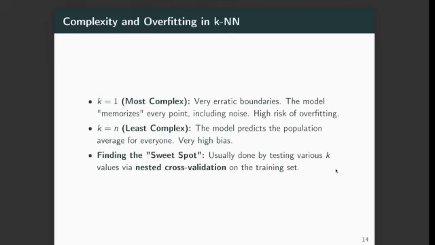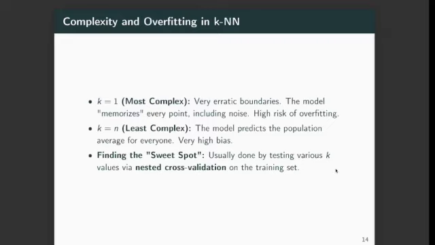And now we touch on the issue of complexity and overfitting. For example, if K equals 1, then the model can be very complex because it memorizes every point. And this can include the noise, which will lead the model to be overfitted. So K equals 1 means that in one group, there's one member. So let's say there are 100 individuals. Each of these individuals becomes a group of its own.